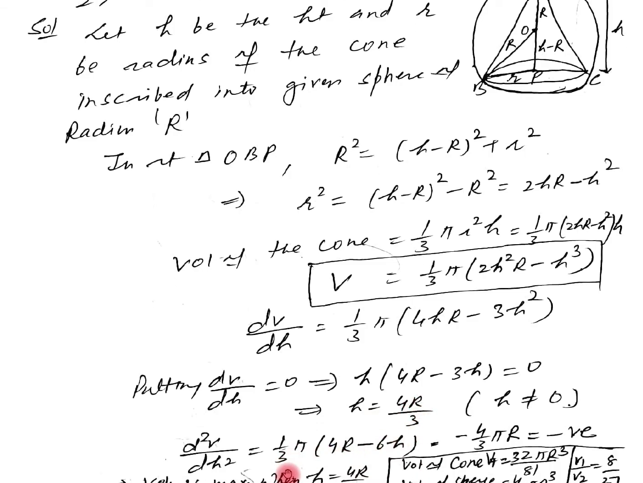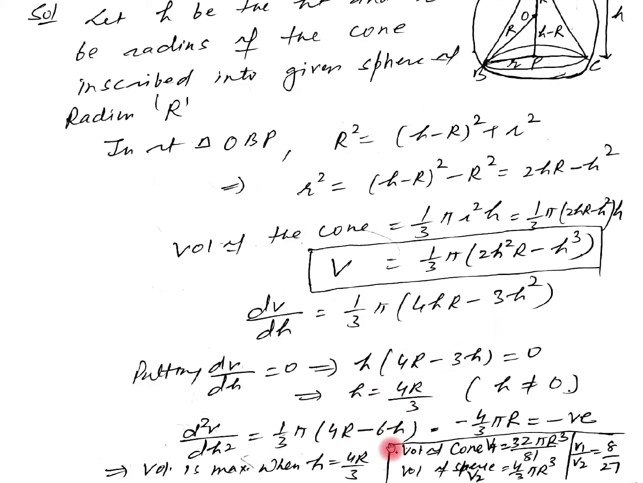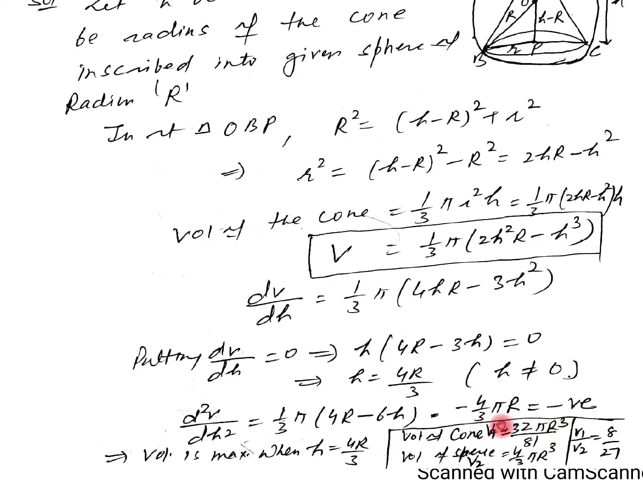Now again I am finding the second derivative because we have to prove that the volume is maximum. So again differentiating this, I am finding the second derivative, d2V upon dh square, 1 by 3 pi as it is, 4R as it is, the derivative of h is 1. So it becomes 4R minus 6h. When I put the value of h equal to 4R by 3, I am getting this equal to minus 4 by 3 pi R. Now R is positive, so this quantity is negative. It means volume is maximum when h equal to 4R by 3.